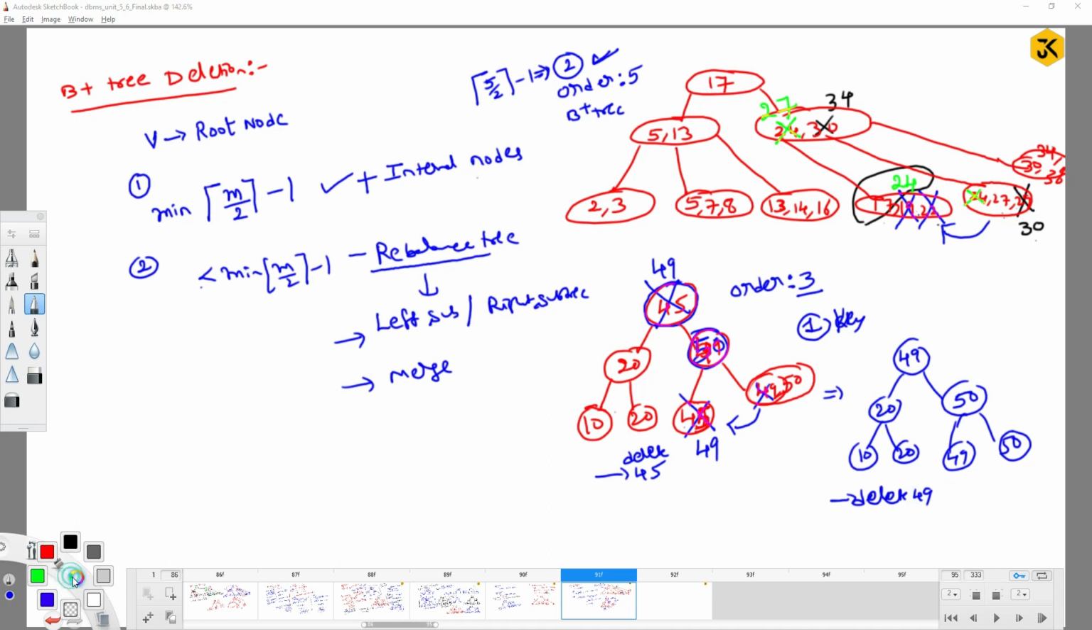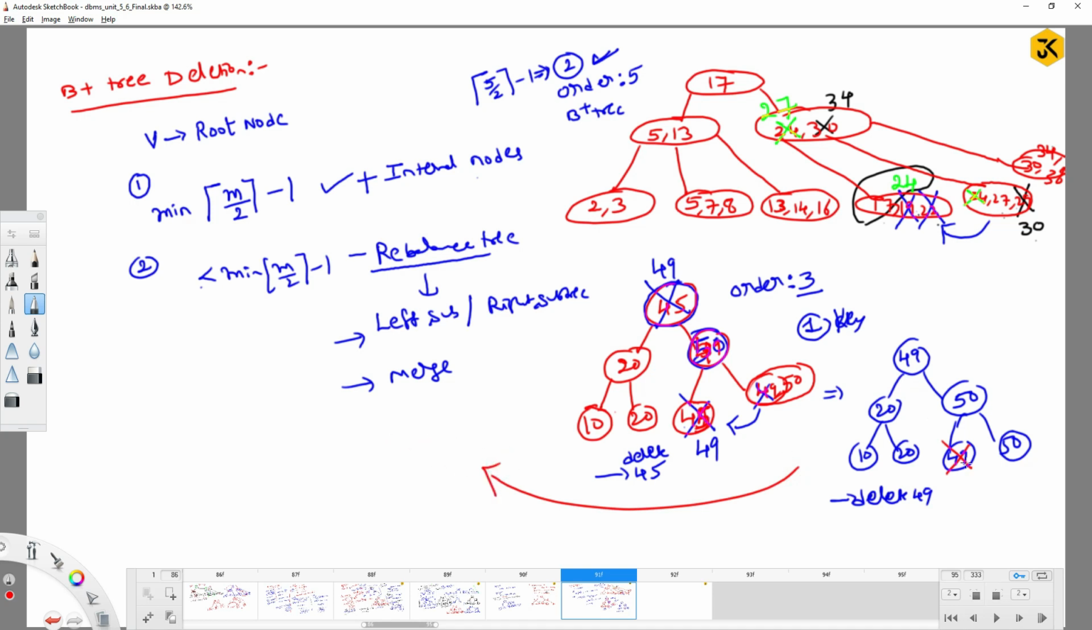Now what will happen? If I delete 49, I cannot take a borrow from the right side, right? If borrowing is not possible, what do you have to do? You have to merge them. Then how can we merge? You have to merge towards the upside, right? So wherever possible, I am going to merge it.